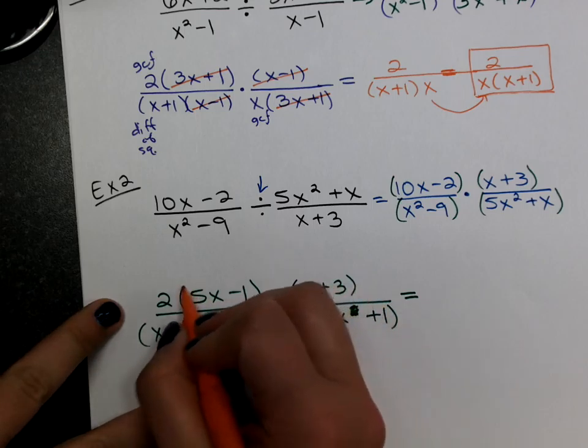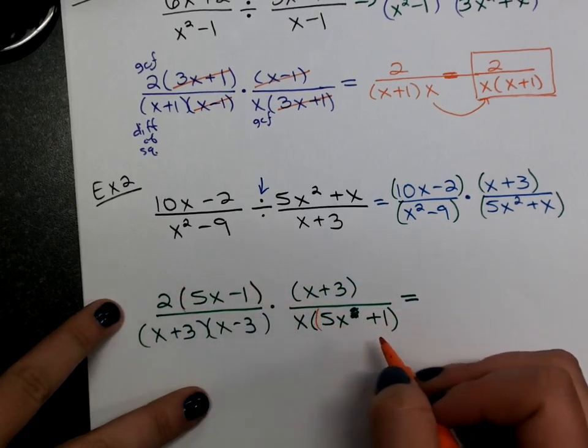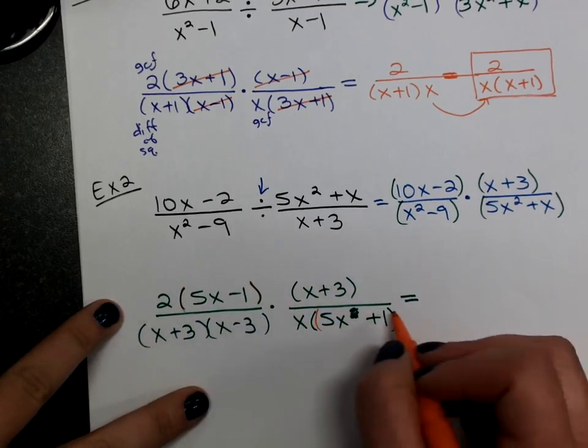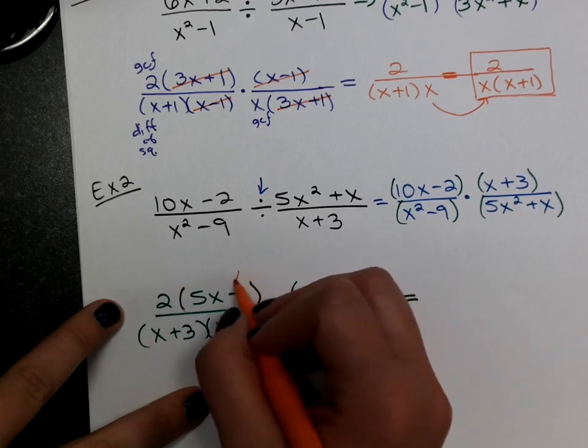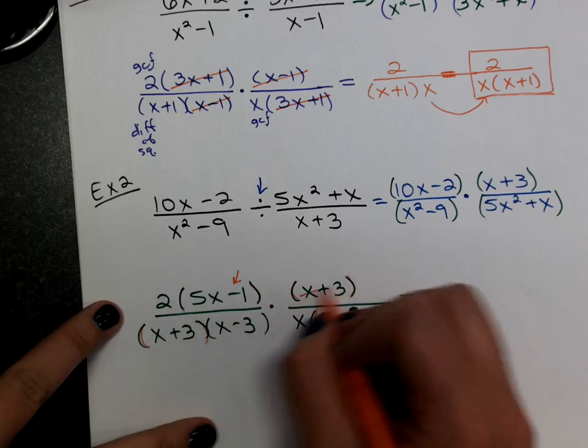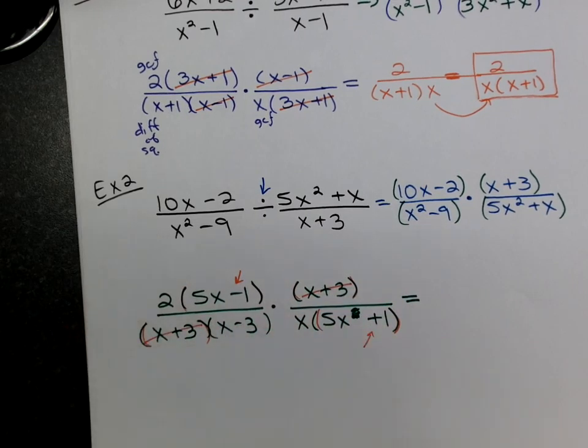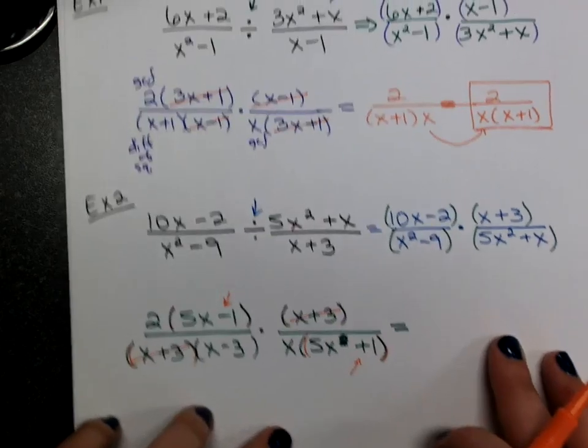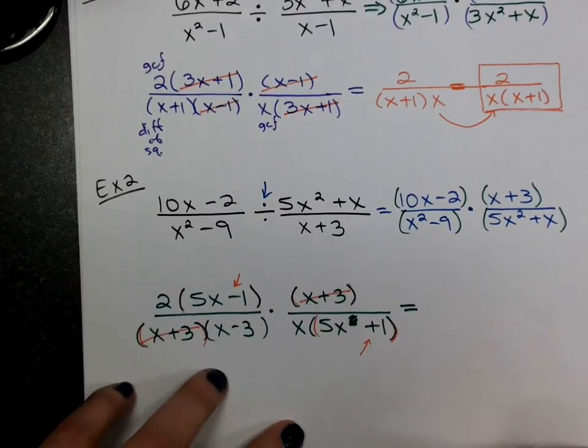Let's see, we've got 5x minus 1 on top, 5x plus 1 on the bottom. So watch your signs there. I almost crossed those out. Then we've got x plus 3 and x plus 3, and cross those out for sure. The signs have to match.